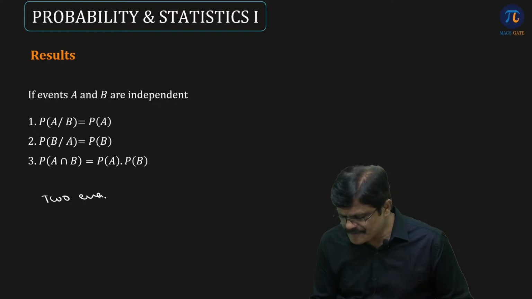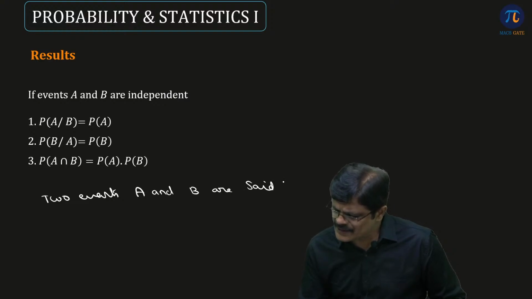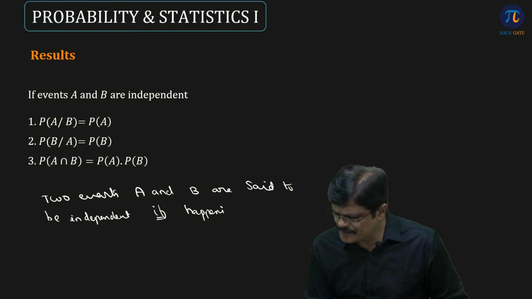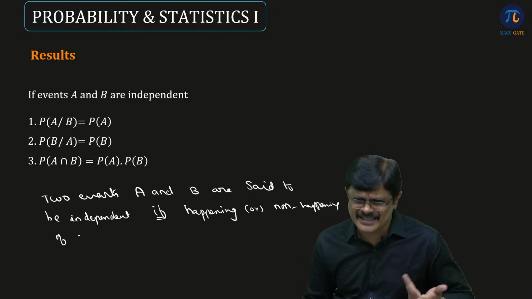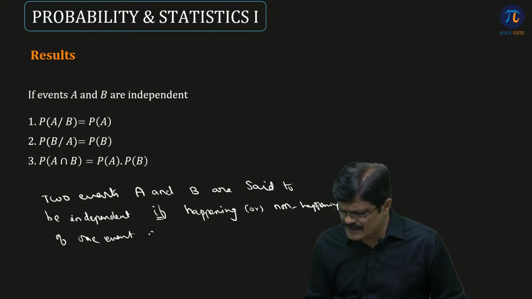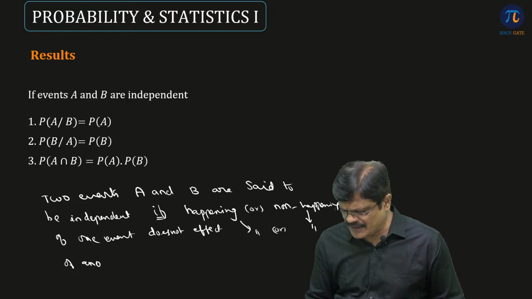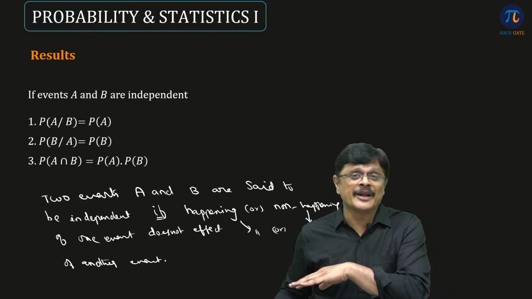Two events, A and B, are said to be independent if happening or non-happening of one event, let us say one event, does not affect happening or non-happening of another event. Not only happening does not affect happening of the other.